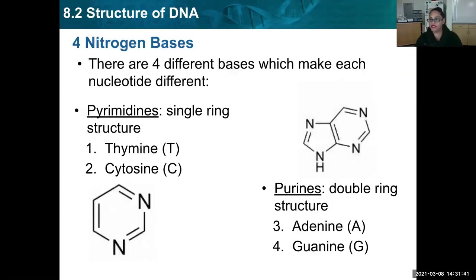The nitrogen bases. So the sugar and the phosphate are always the same. We'll talk about that in a minute. But the nitrogen bases, there are 4 different ones. It's where the A, the T, the C, and the G come in.